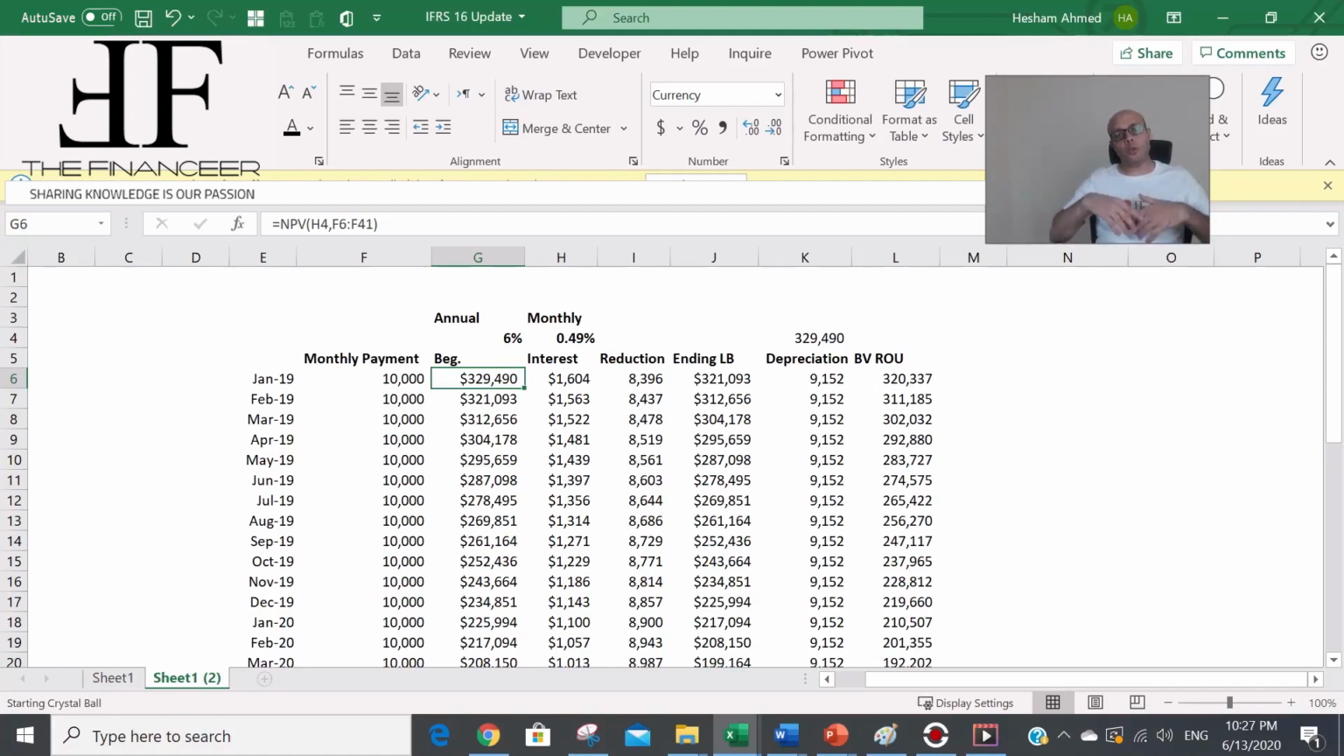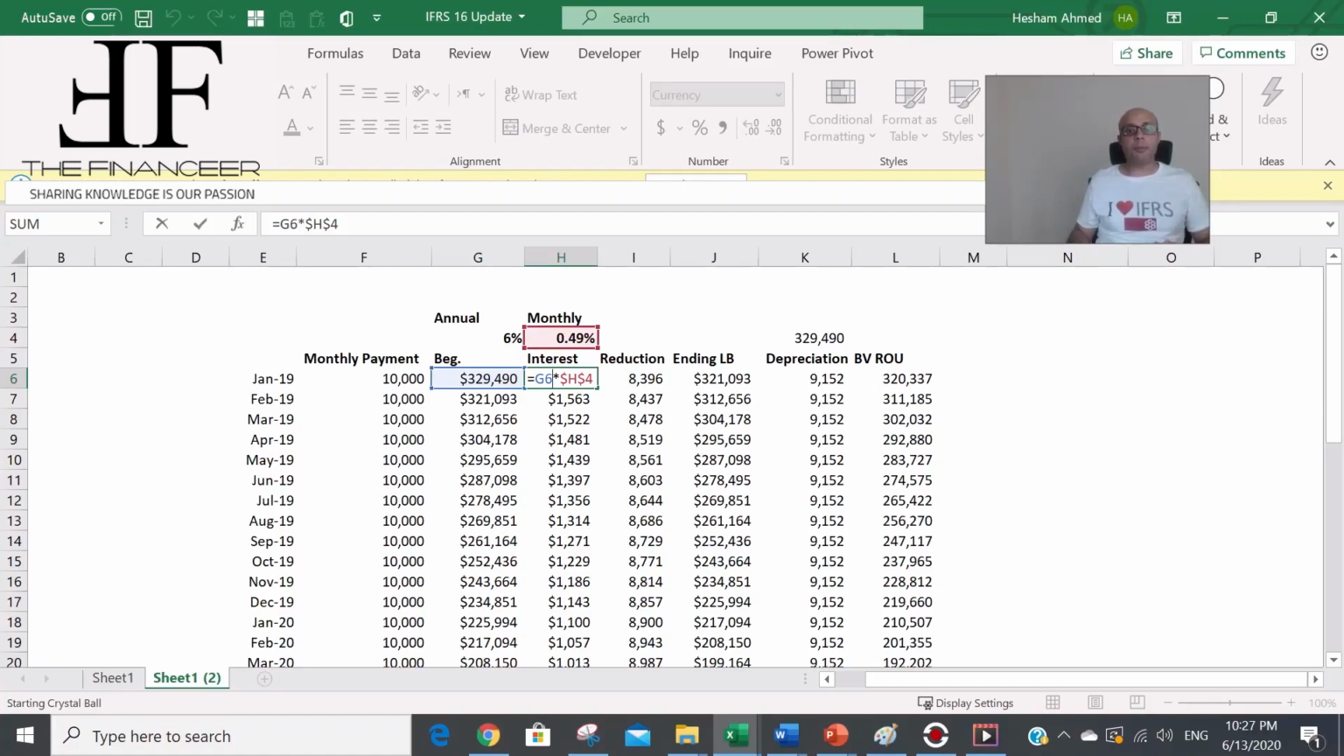And because we are going to pay something in the future, and this is a long period, we have to calculate interest. And the interest here, simply you are going to multiply the beginning balance of the lease liability by the monthly interest rate. So this is the interest. And if you are going to pay 10,000 and part of it is 1,600, this is the interest. So the remaining value will be the reduction in the lease liability. And if your lease liability at the beginning of the first month is 329, and you are going to reduce it by 8,000, so the ending balance will be the difference, the remaining 321.